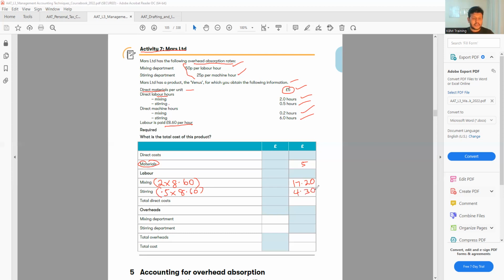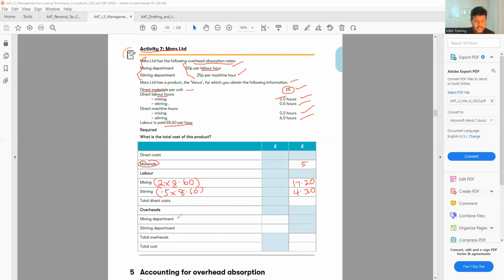So this is the labor. Now the overhead, I'm going to use the overhead rate. Remember that OAR. For the mixing department, it is 50 pence per labor hour. So for the mixing department, I'm going to use the labor hour. How many labor hours do I need for the mixing department? I need 2 labor hours.